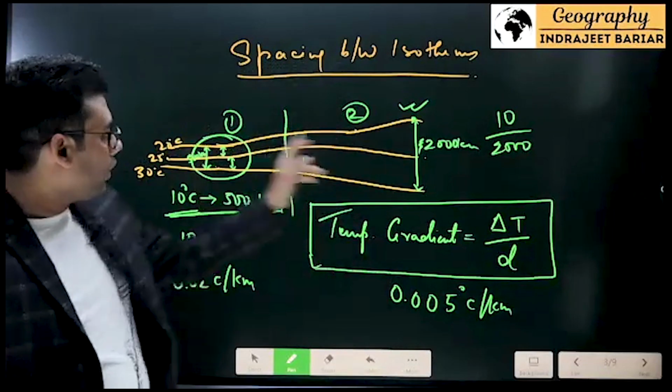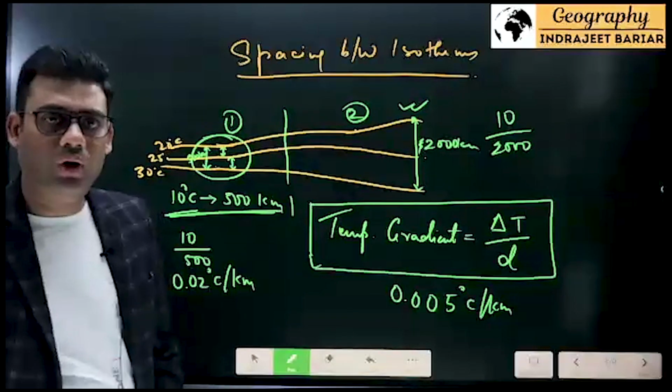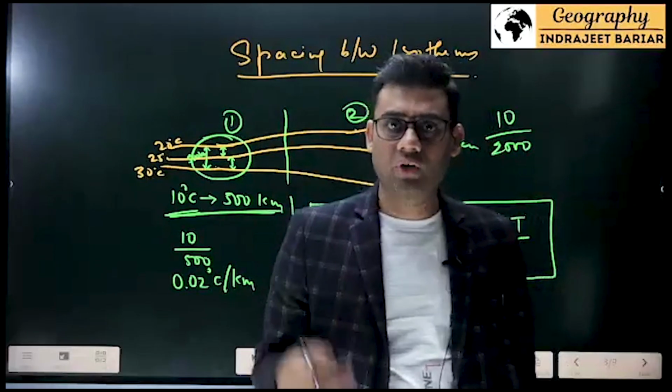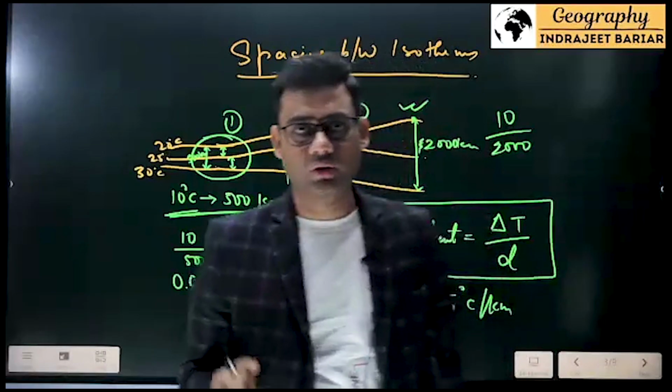So now if I identify region 1 and region 2, and I have to identify one as land and another as ocean, which one should be land and which one should be ocean?